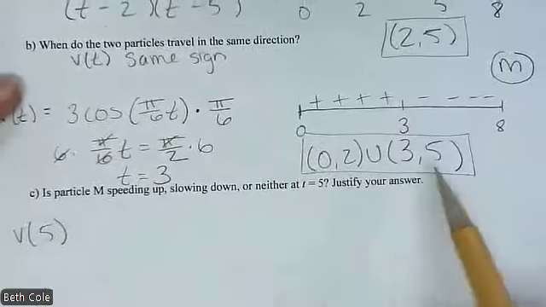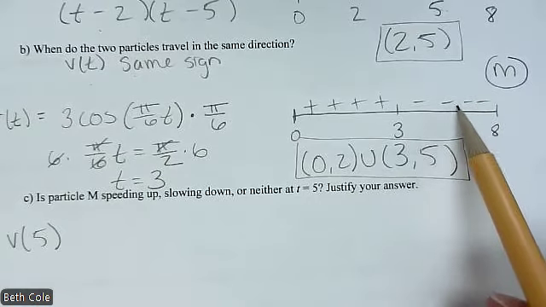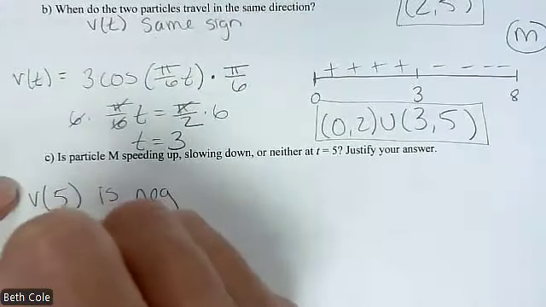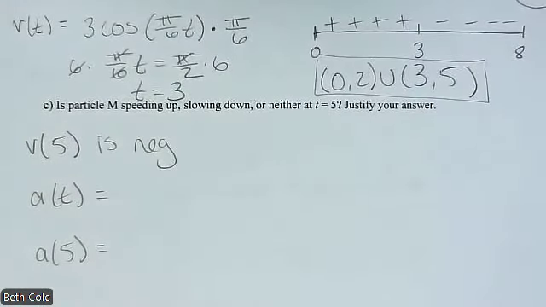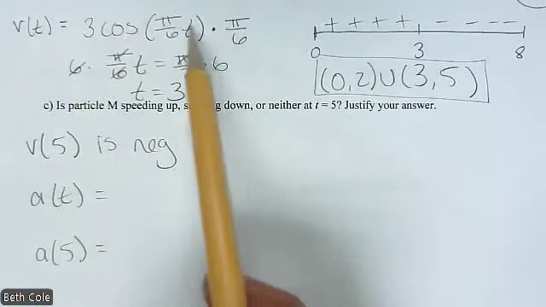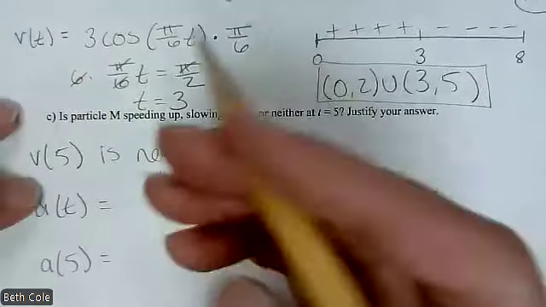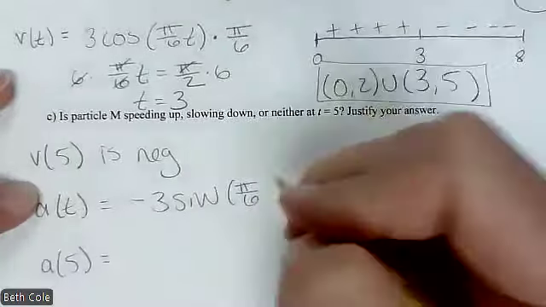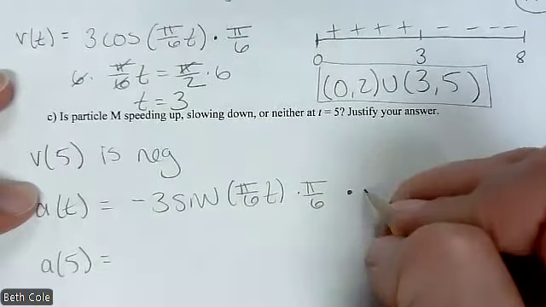So for M, at 5, which is between 3 and 8, our velocity is negative. All right, so V of 5 is negative. We need to get our acceleration and then plug in 5. So let's look back at our velocity here. What's your derivative of cosine? Negative sine. So it's going to be -3 sine pi over 6t times pi over 6. And then you have to multiply by pi over 6.